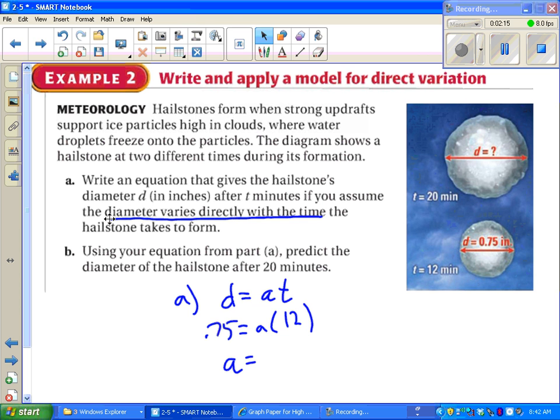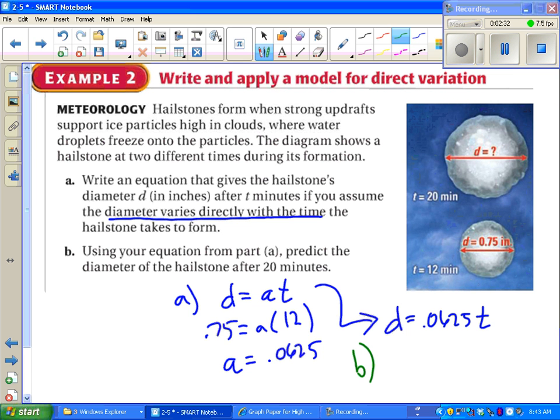And we get 0.0625 with a calculator, of course. So our equation becomes d equals 0.0625t. Part B is just a slight extension on part A. We're going to use the equation we just got to predict the diameter after 20 minutes. So we plug 20 into that and see what we end up getting.